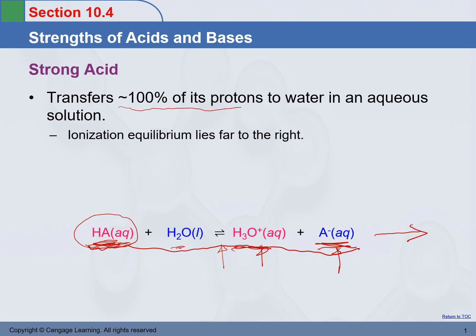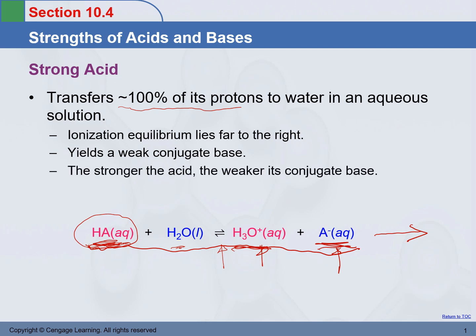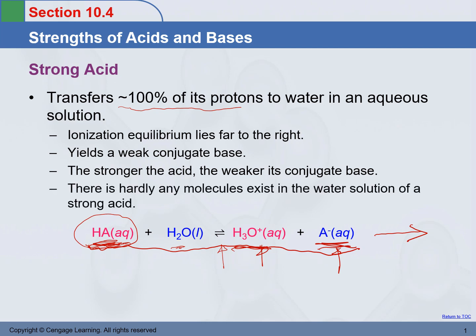So let's see. Ionization equilibrium lies far to the right. Okay, we covered that. Yields a weak conjugate base. Oh, what is that? We're going to talk about that later. Let's see what else we have. The stronger the acid, the weaker its conjugate base. Well, what else? There is hardly any molecules in the water solution of a strong acid. We covered this. These two we did not talk about. So what do they mean?